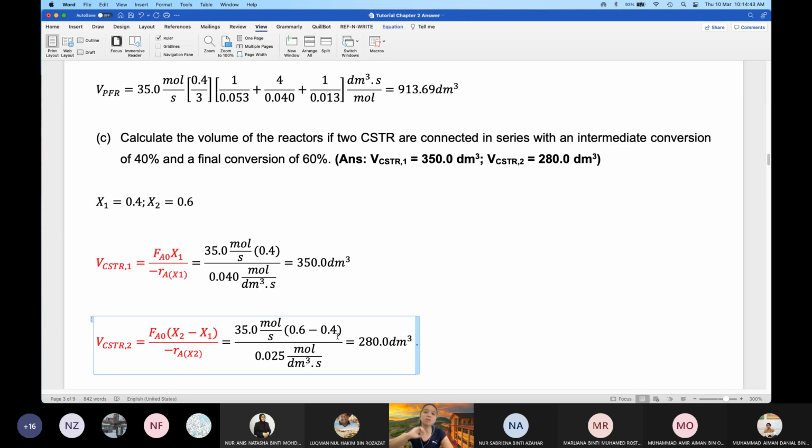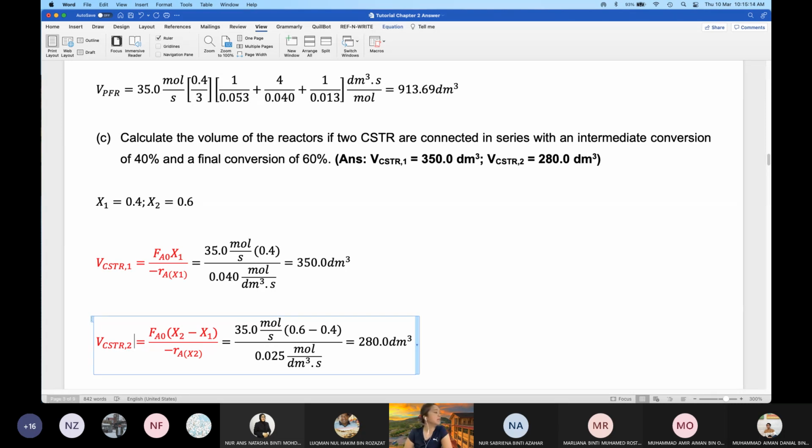So as I told you, say you are confused whether it is X1 minus X2 or X2 minus X1. If you do X1 minus X2, you will definitely get a negative value. So you know volume of a reactor can never be negative. So that is the logic. Your calculated value is negative, but you know the volume of a reactor, the volume of a vessel, can never be negative. So you already know something is wrong. So just switch it to X2 minus X1.